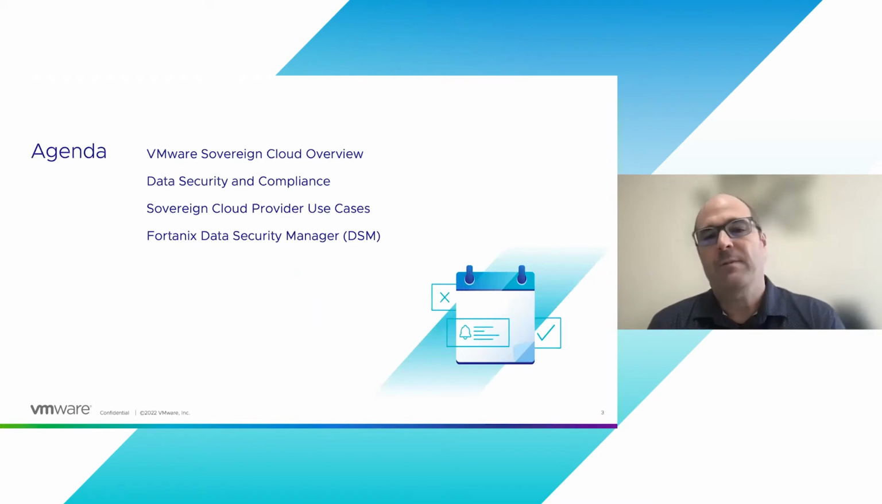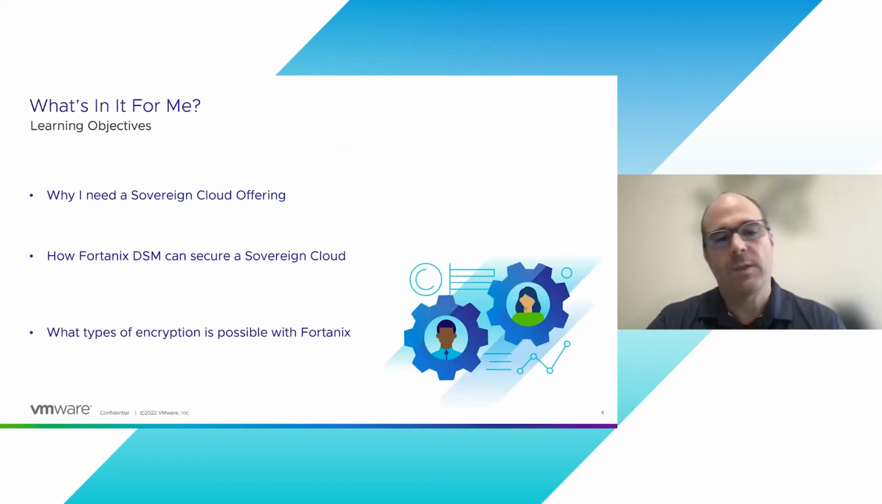And now to our agenda. We're really going to help you try to understand the VMware Sovereign Cloud and what it is. We're going to drill down into a specific piece of that Sovereign Cloud definition, which is the data security and compliance area, and show you some different use cases that you can use in order to secure the data that your customers have and that they really need to protect. And then also we're going to look at the Fortanix Data Security Manager and how it can provide data security in your sovereign clouds.